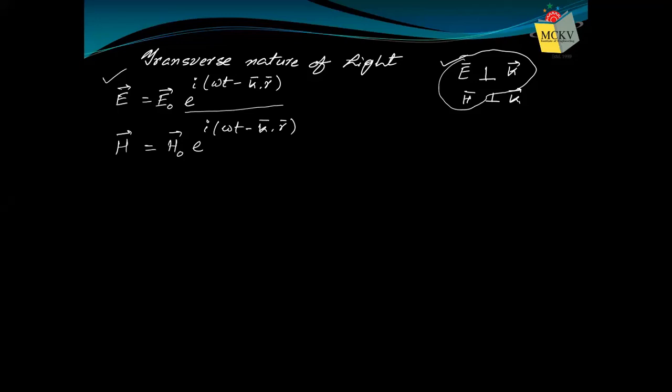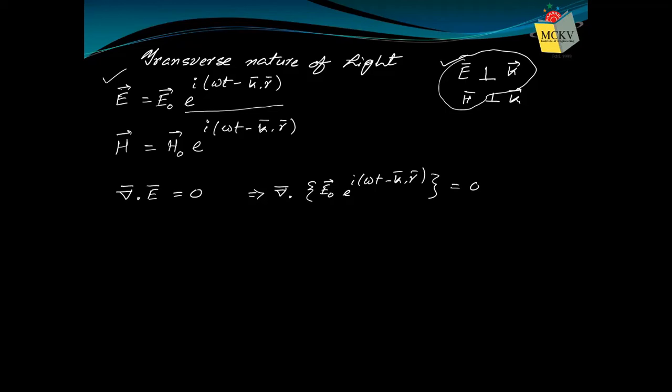Okay. Now we know from Maxwell's first equation, divergence of E equals 0, in free space. Still we are in free space, so divergence is 0. If divergence is 0, then how can I write it? Divergence of E, where E is E naught e to the power i(omega t minus k dot r), equals 0.